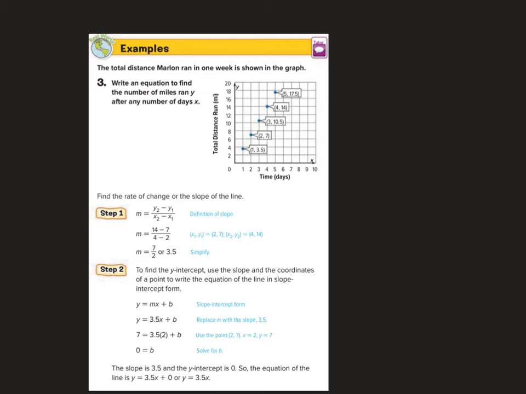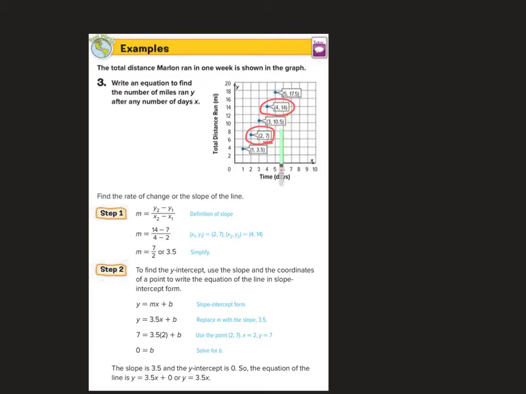So the 2 that we've selected are 14,4 and 7,2. And you can see if we labeled these, we could label these coordinates. 4 is x2, 14 is y2, 2 is x1, 7 is y1.